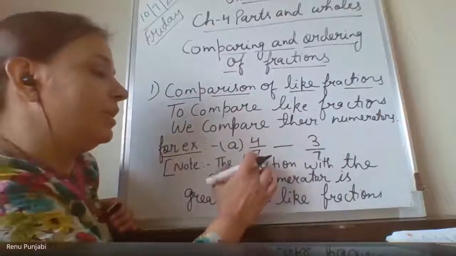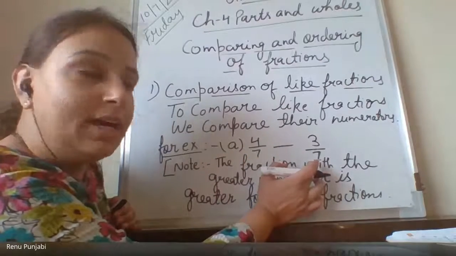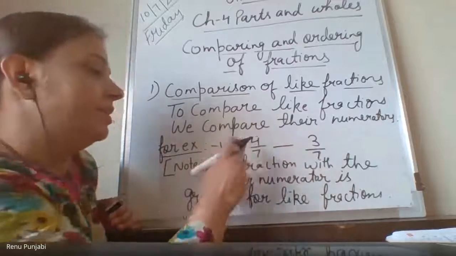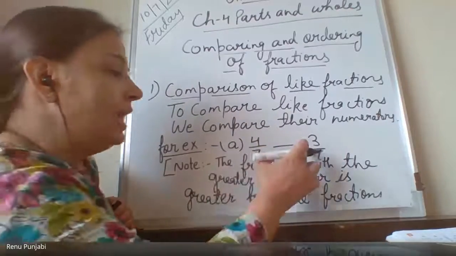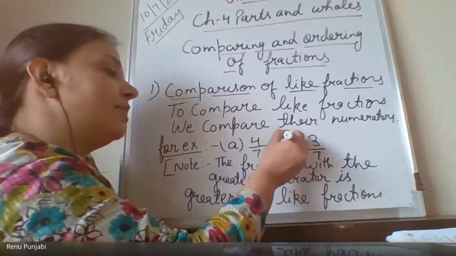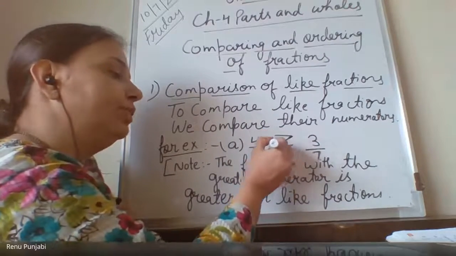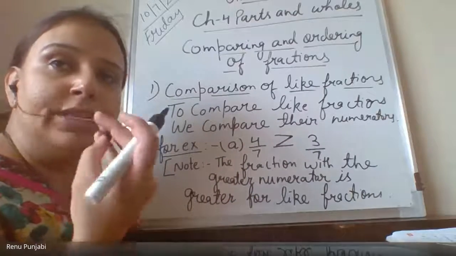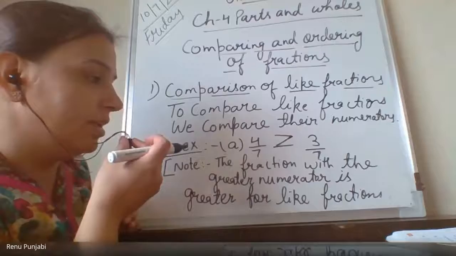Yes, because the denominators are same here, we just have to compare the numerators only. And here the numerator is 4 and here the numerator is 3. So the fraction 4 upon 7 is greater. So we put the crocodile mouth open towards the fraction 4 upon 7.